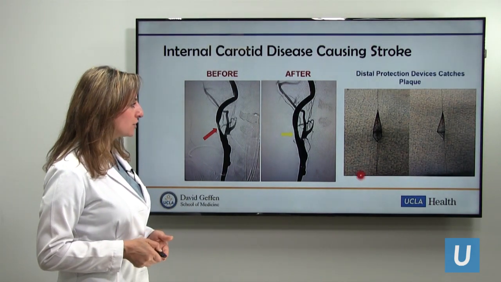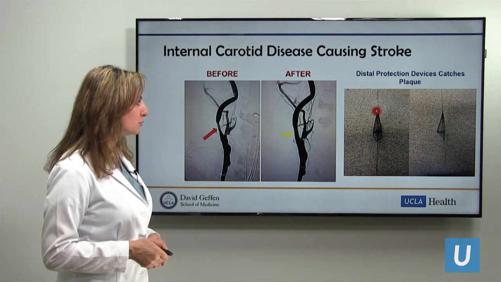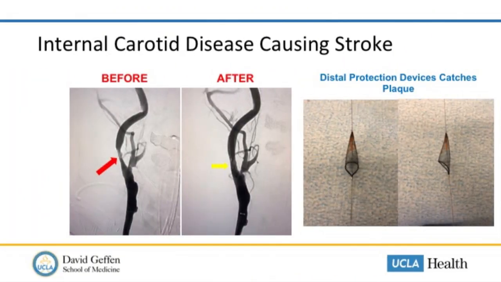And as its job is required, this protection device called Spider was able to catch all of this white, tiny stuff, which is plaque that came from the carotid artery and did not go to the brain.